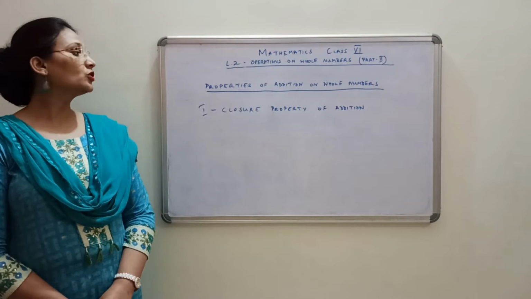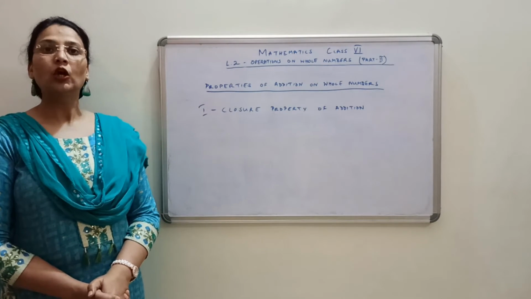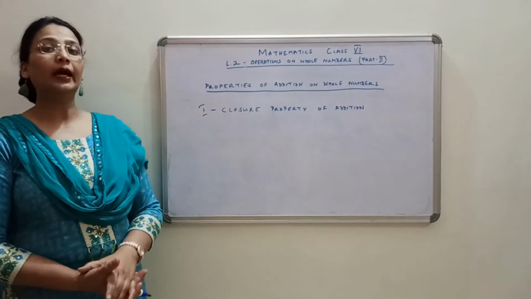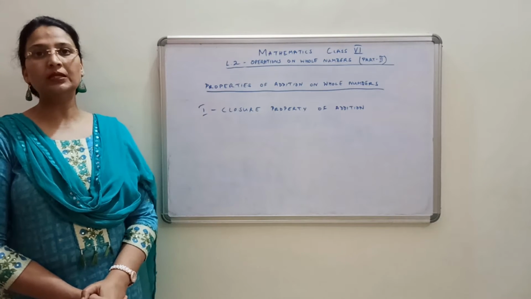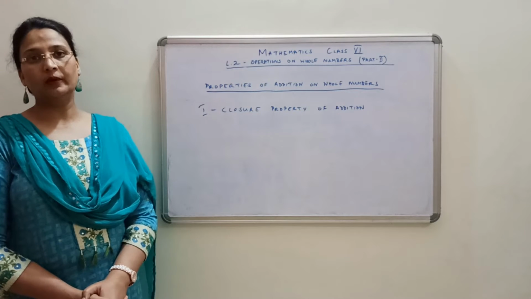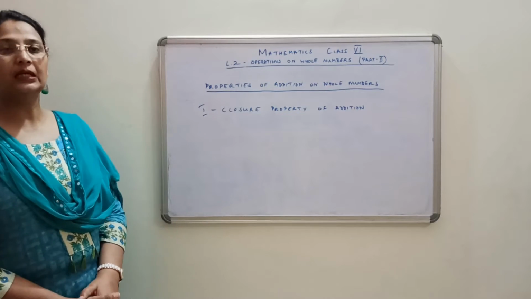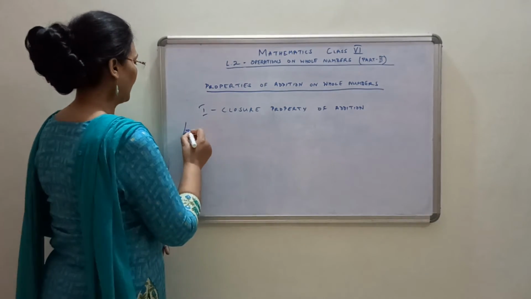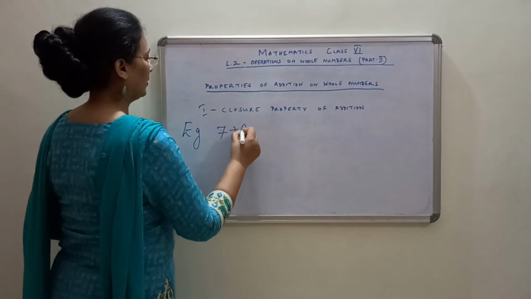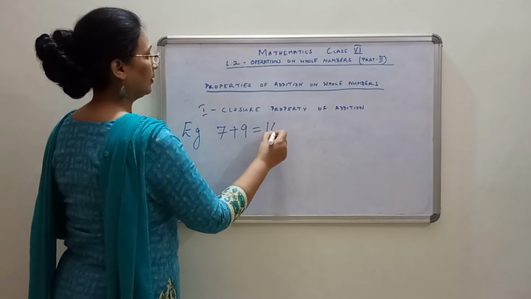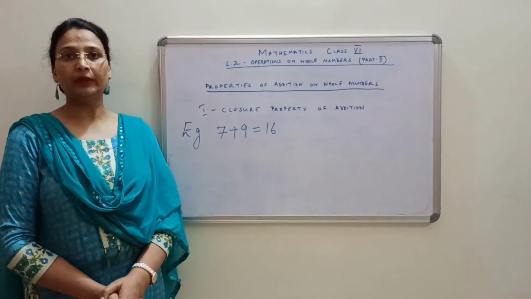Properties of addition on whole numbers. The first one is closure property of addition. The sum of any two whole numbers is always a whole number. Example, the sum of 7 and 9 is 16, and 16 is a whole number.